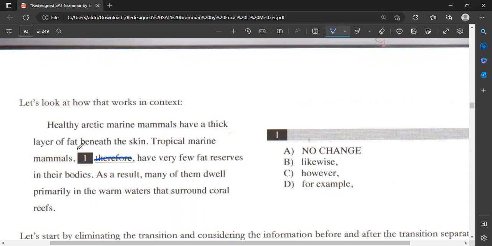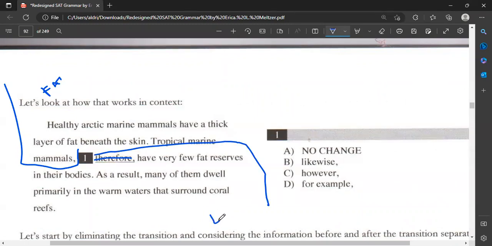What's coming before is talking about a lot of fat, a lot of fat. What's coming after is talking about little. The answer is C, and that's correct. The reason why the answer is C is because it's the only contradictor.